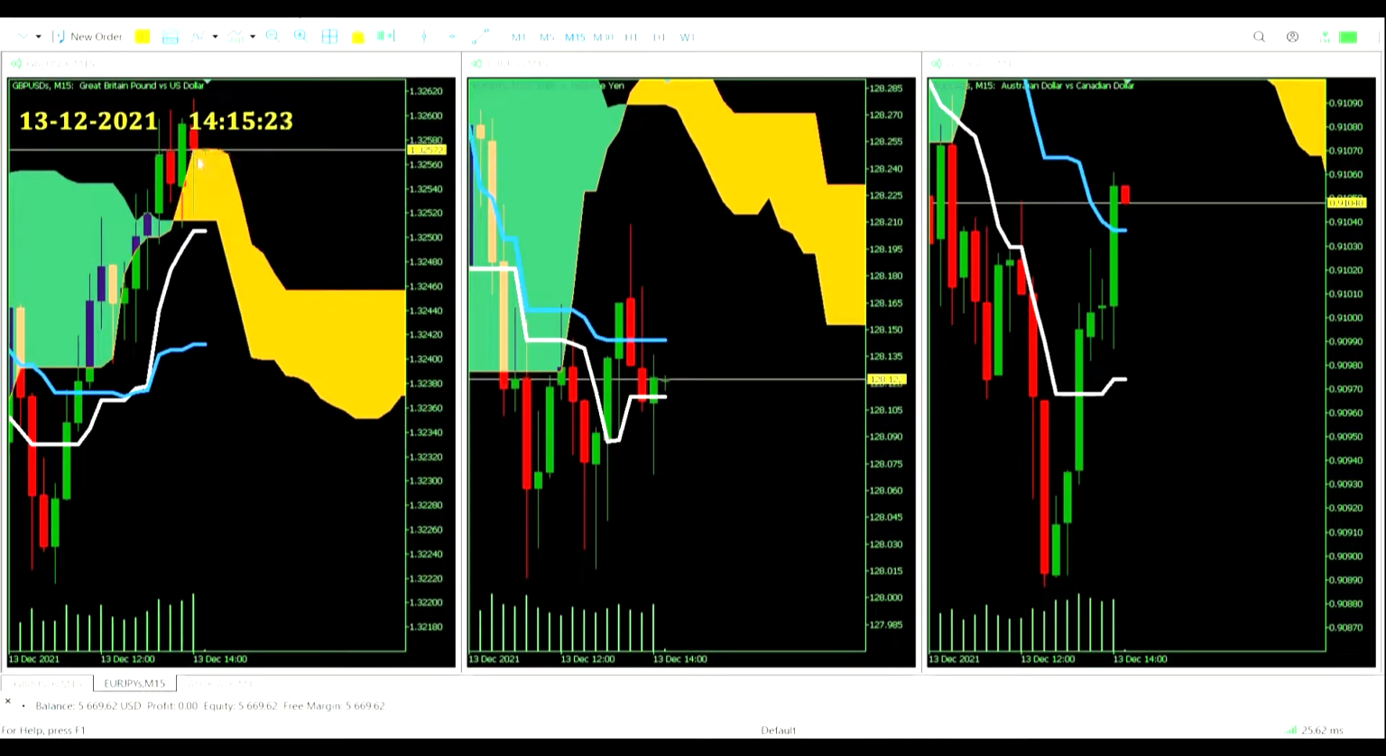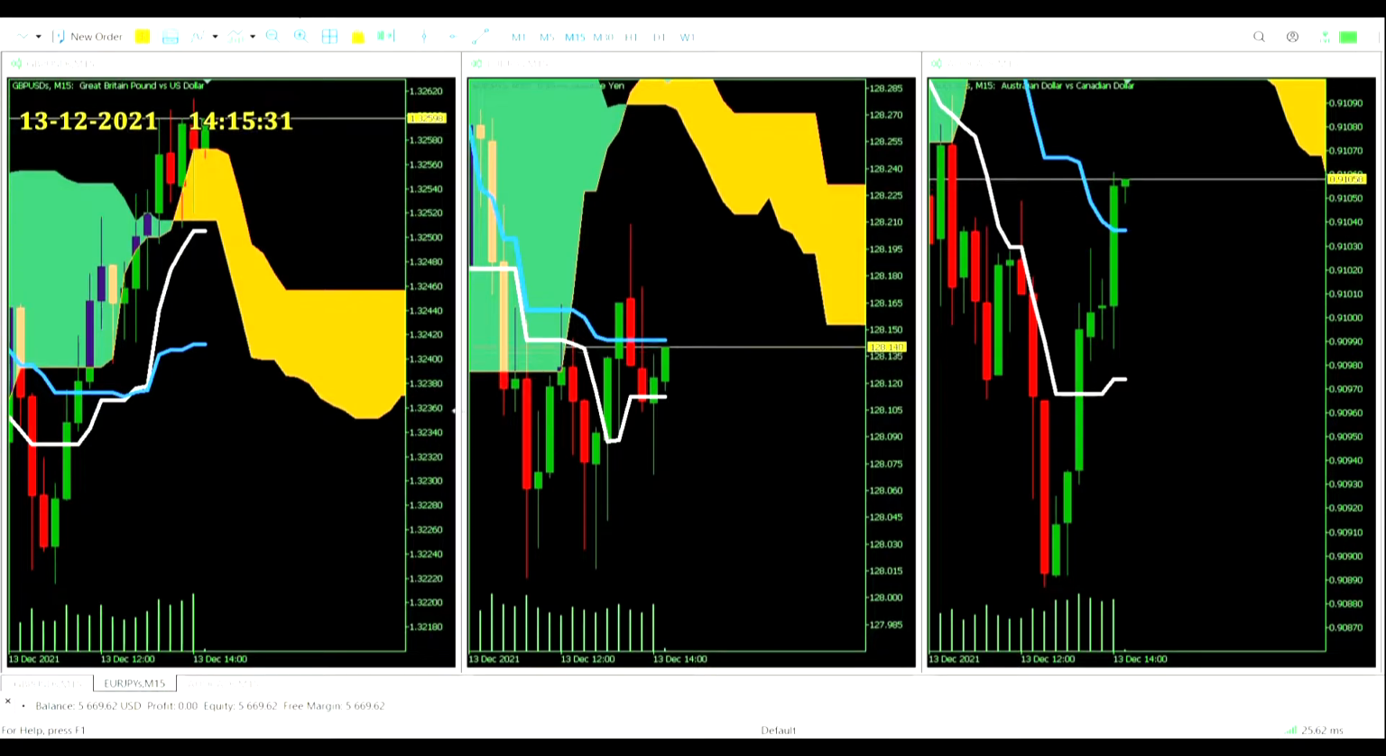Great British Pound US dollar on the left, price still just kind of wishy-washy in and out of the upside of the cloud, so not looking at a signal there. And the yuppie in the middle, just been ranging all morning really, has come back up a bit, but we don't look like we're getting a crossover to the north anytime soon.